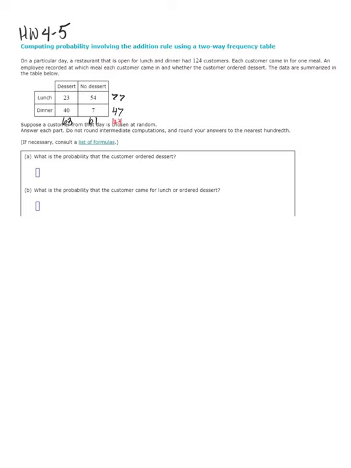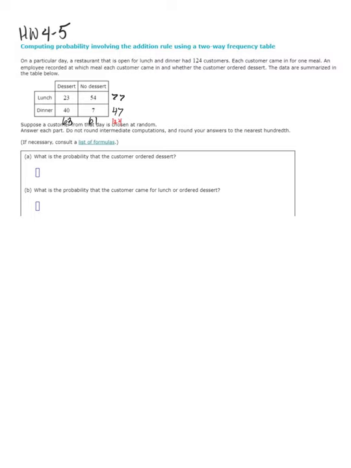Okay, here we go with homework 4-5. You're computing probability involving the addition rule using two-way frequency tables. So here's data for the particular day a restaurant is open for lunch, has 124 customers, and you can see for lunch which ones got dessert and which ones didn't, and same thing for dinner.